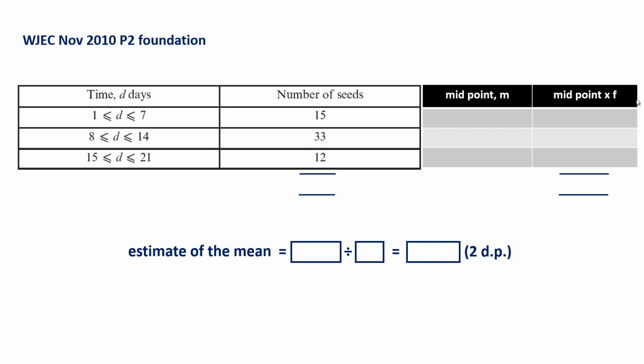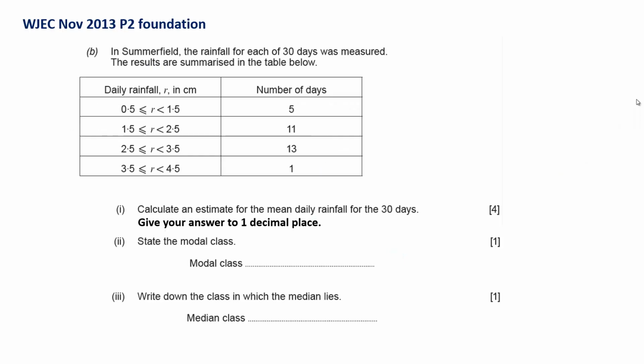So the first one, midpoint 1 plus 7 is 8, divided by 2 is 4. Next midpoint 11, next midpoint 18. Multiply 15 times 4, 33 times 11, 12 times 18. Add them up, 60, 639. 639 divided by 60 to 2 decimal places, 10.65. There we go, quite a nice little question. Not a huge amount to do on that one, there's only 3 rows. Okay, let's try another one.